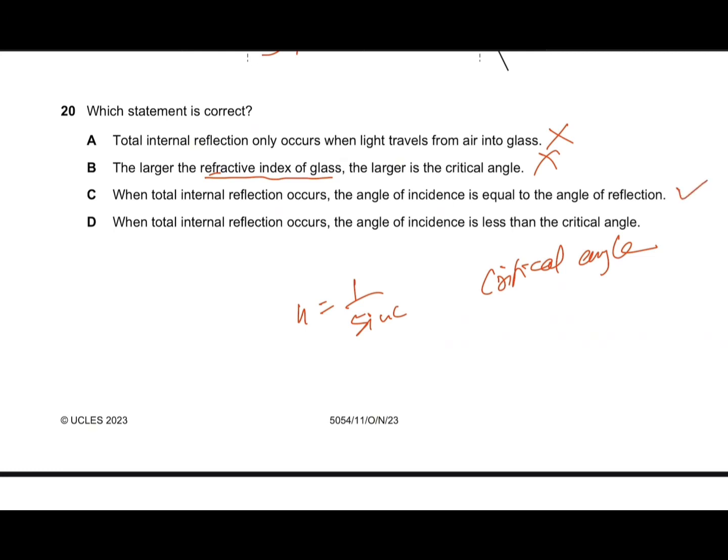When total internal reflection occurs, the angle of incidence is less than the critical angle. That's not possible, because for total internal reflection to occur, the angle of incidence needs to be more than the critical angle. So in this case, the opposite thing has been mentioned. So the correct option that we have is C.